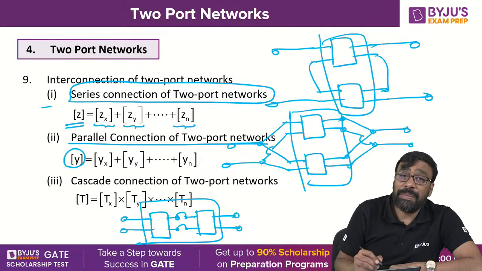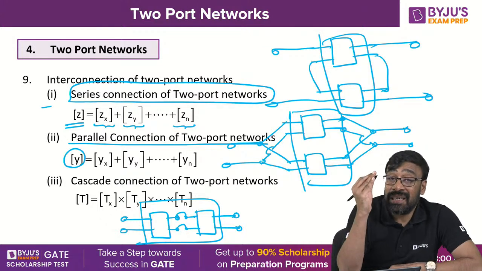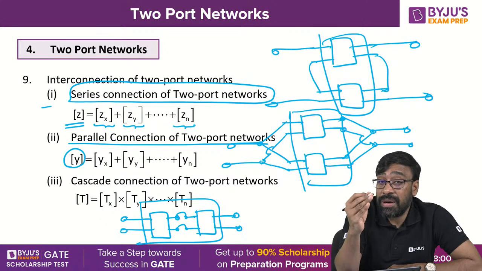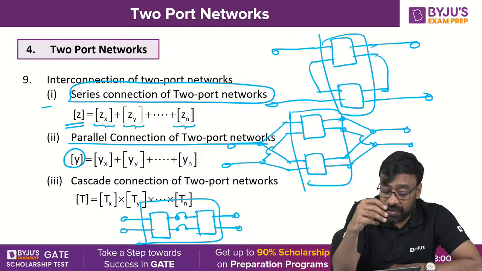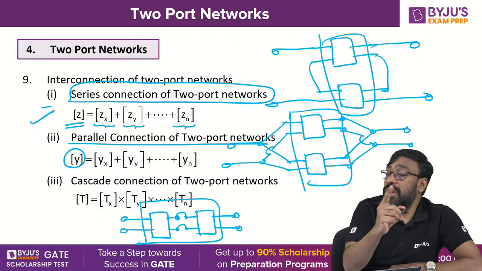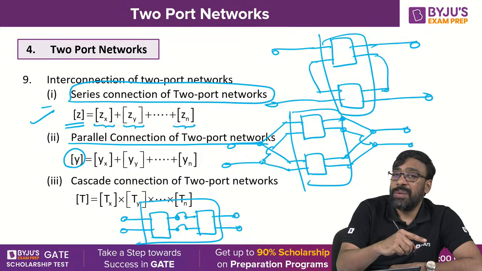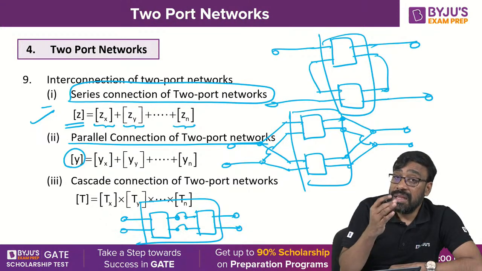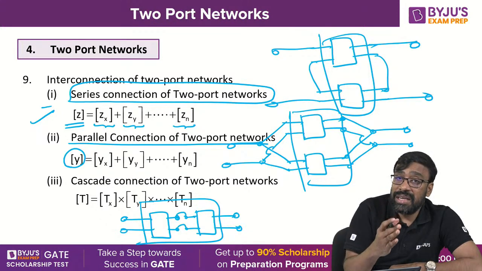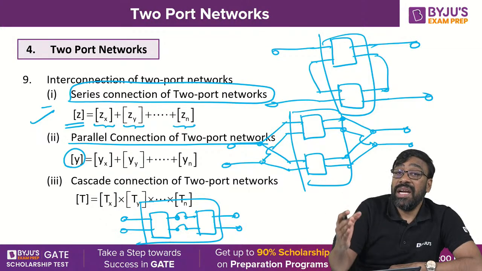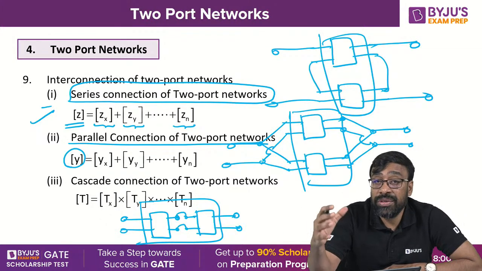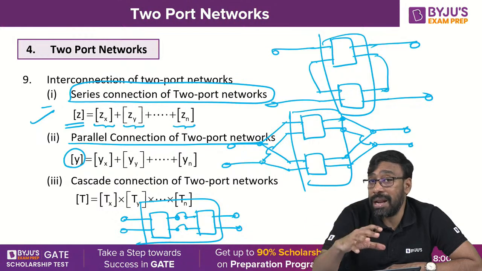The Y parameters of the resulting 2-port network when n number of 2-port networks are connected in parallel. First one is what? When n number of 2-port networks are connected in series. The second one is what? When n number of 2-port networks are connected in parallel, then the resulting Y matrix will be the sum of the individual Y matrices of the individual 2-port networks which are connected in parallel.